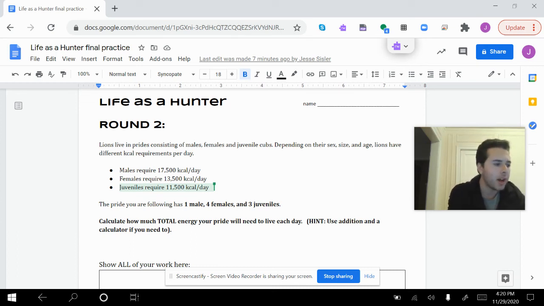So for this example, let's think of a pride, a pack of lions that has one male, 4 females, and 3 juveniles. What I want you to do is, and you can use scratch paper, you can use a calculator, you're going to type your final answer on Edpuzzle: how much total energy does your pride need to live on each day?